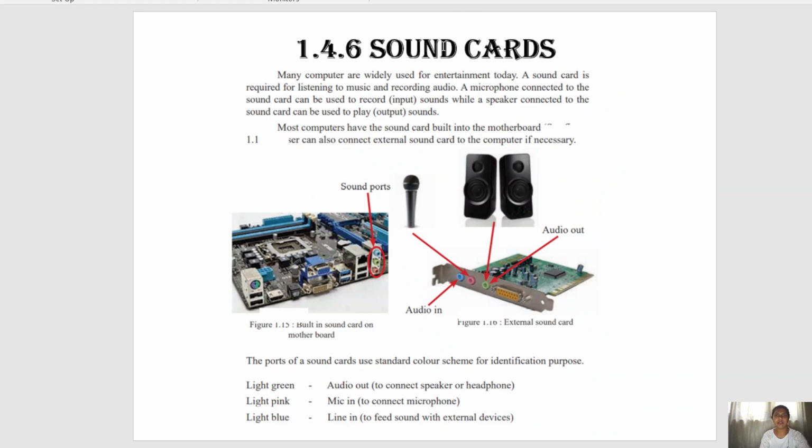When we talk about sound cards, this is a picture of a sound card and these are sound ports. Computers are widely used in entertainment today. A sound card is required for listening to music and recording audio. A microphone connected to the sound card can be used to record sounds, while a speaker connected to the sound card can be used to play sounds.